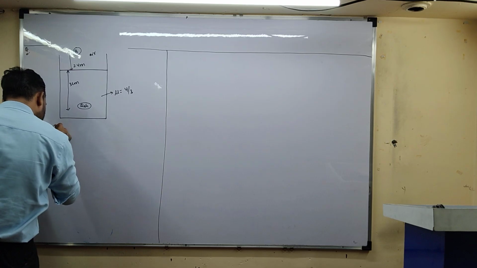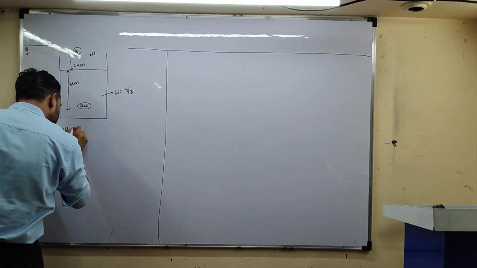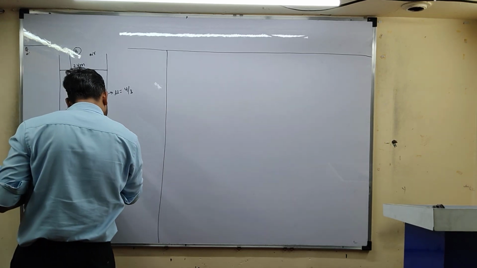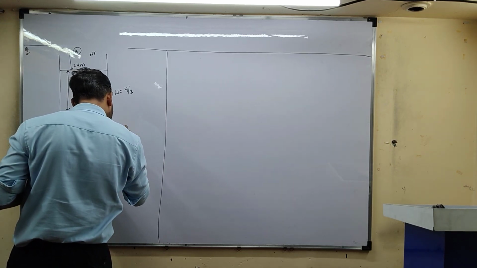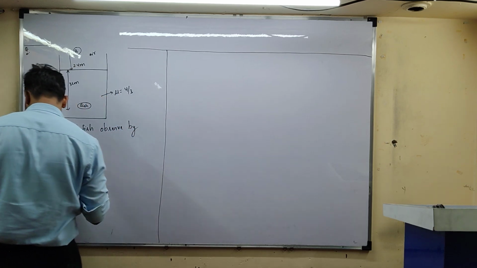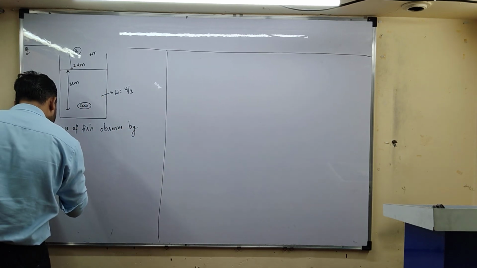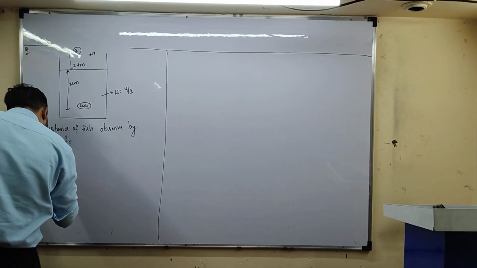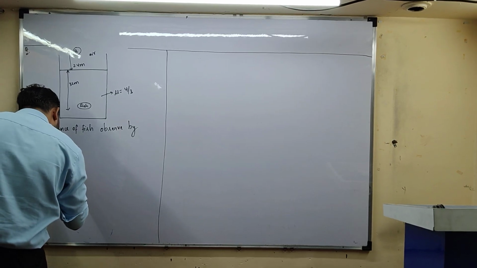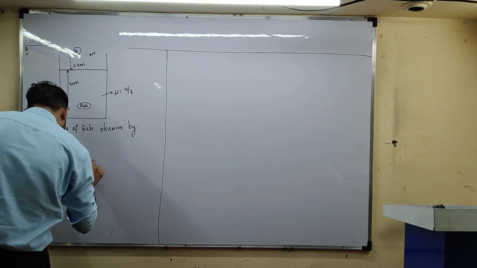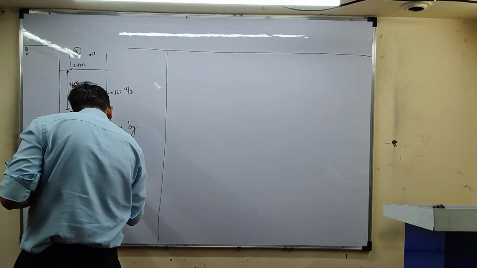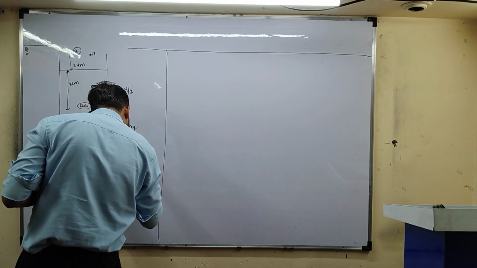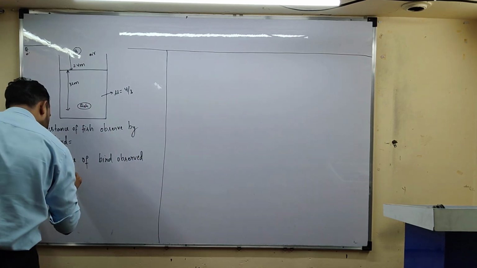the distance of fish observed by bird. That's the first question. Another question: the distance of bird observed by fish.